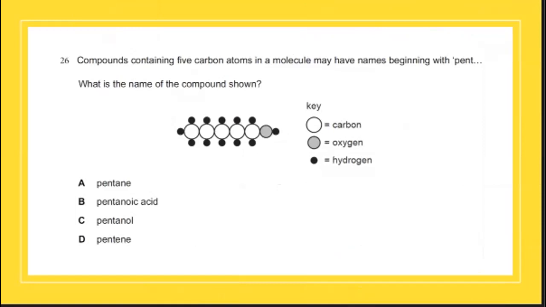26. All right, I give you 30 seconds to try this one. Compounds containing 5 carbon atoms in a molecule may have names beginning with pent. What is the name of the compound shown below?